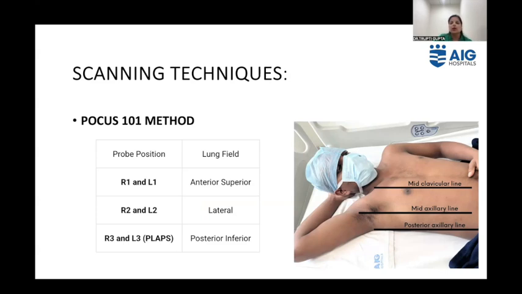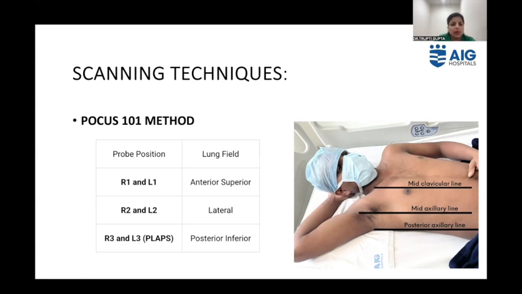Here we use the mid-clavicular line as a landmark for R1, where R1 is on the second intercostal space on the mid-clavicular line. R2 is at the 6th and 7th intercostal space at the mid-axillary line, whereas R3 is at the level of the posterior axillary line at the 10th and 12th rib.